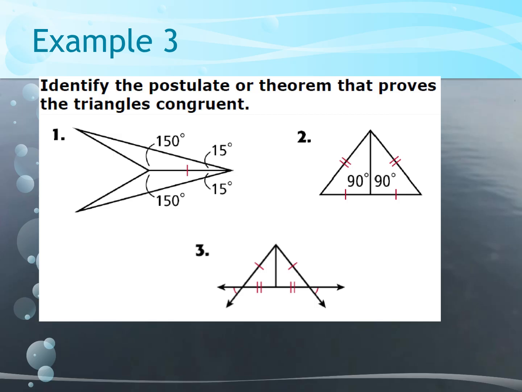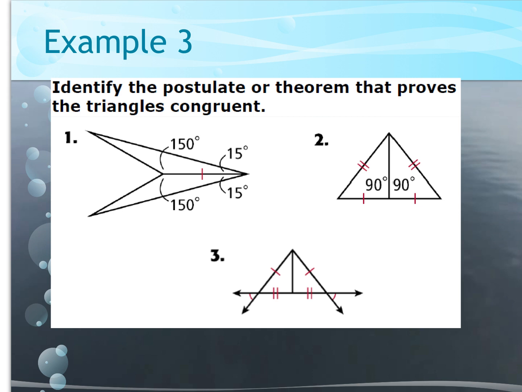When I come to these problems here, I'm going to just kind of use the skills I have. It wants to know what postulates prove that the triangles are congruent. Notice if this is 15 and this is 15, they're equal. If this is 150 and this is 150, they're equal. And if you notice, what you've got going on here is angle, side, angle. And on this one, you have angle, side, angle. And so you have angle, side, angle is the reason you can prove that this is fine.